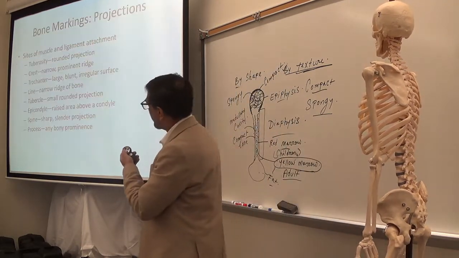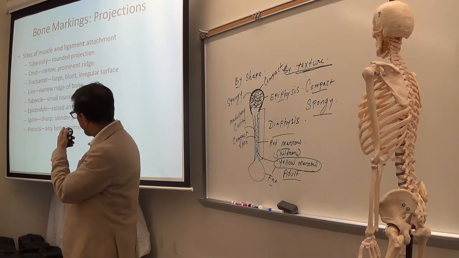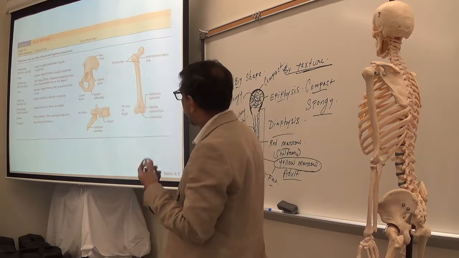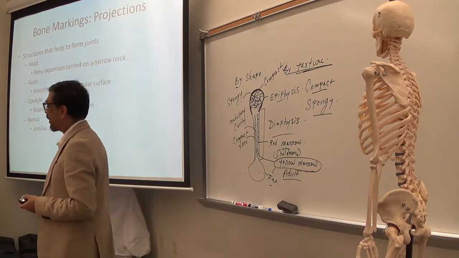So, these are the structures that help to provide attachment for the muscles and ligaments, and these are the structures that help to form the joints. Okay?